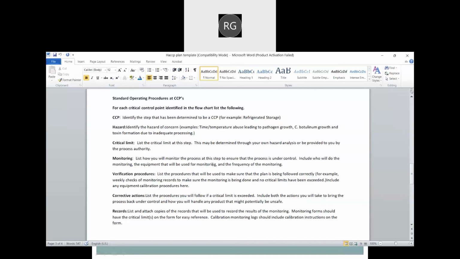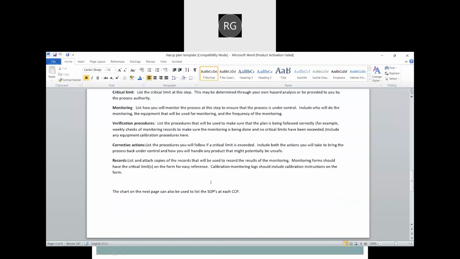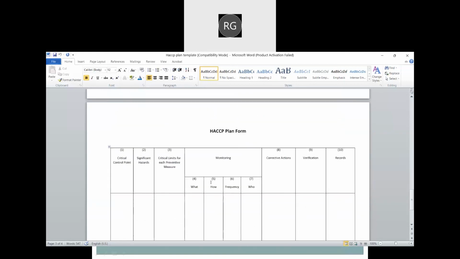Next, records. List and attach copies of the records that will be used to record the result of the monitoring. Monitoring forms should have the critical limit on the form for easy reference. Calibration monitoring logs should include calibration instruction on the form. The chart on the next page can also be used to list the SOPs at each CCP.